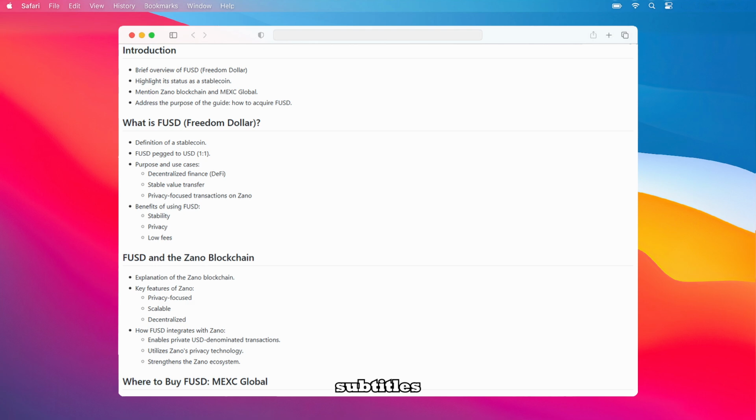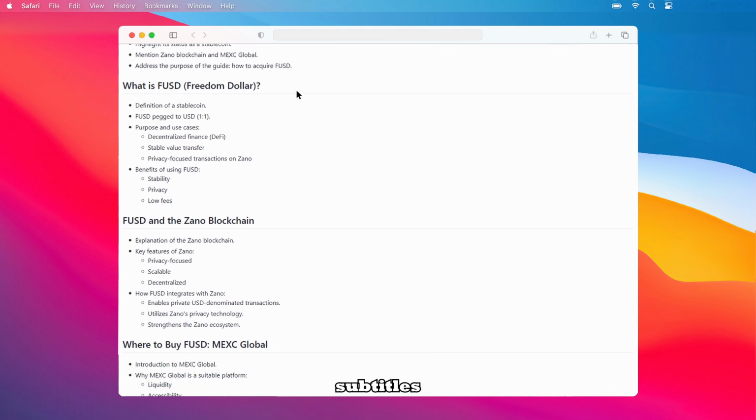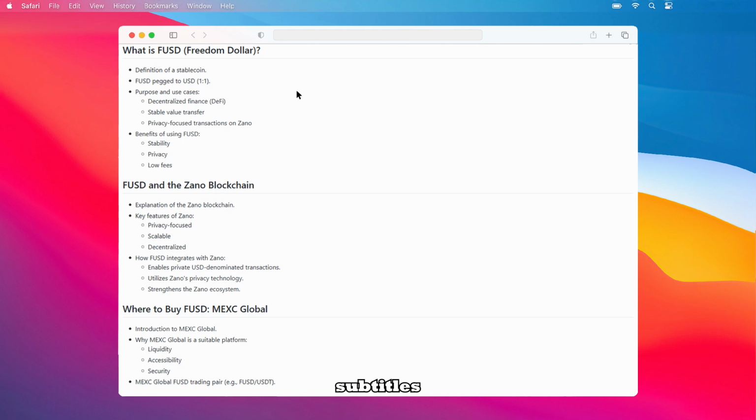Well, it's a type of cryptocurrency called a stablecoin. This means its value is pegged to a stable asset, in this case, the US dollar, maintaining a 1-to-1 ratio. FUSD is designed for use in decentralized finance, or DeFi, offering a stable way to transfer value and facilitate privacy-focused transactions specifically on the Zeno blockchain. The benefits of using FUSD include its stability, the privacy features it offers, and its low transaction fees.